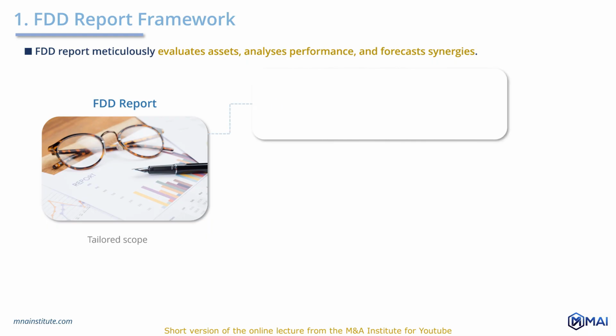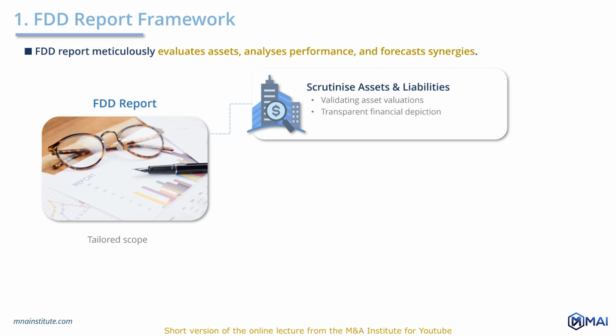1. Scrutinizing assets and liabilities. The focus here is on validating asset valuations against current market standards and confirming the accuracy of liabilities. This process is critical to ensure a transparent depiction of the company's financial standing. Far from being a mere formality, this phase is instrumental in identifying hidden liabilities or overvalued assets that could distort the true value of the business.